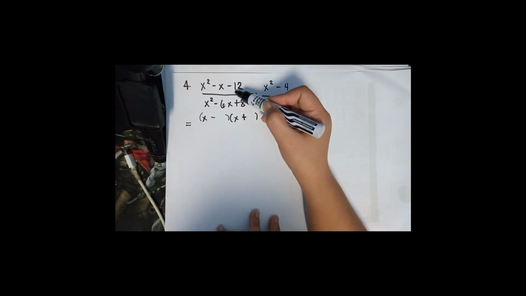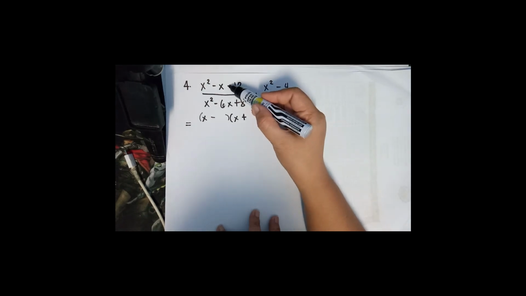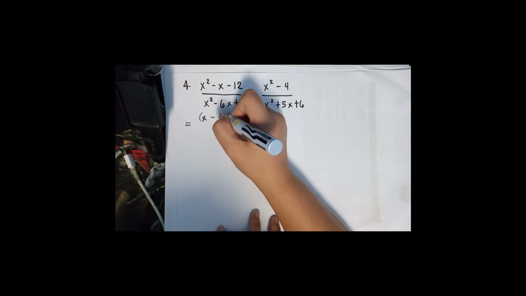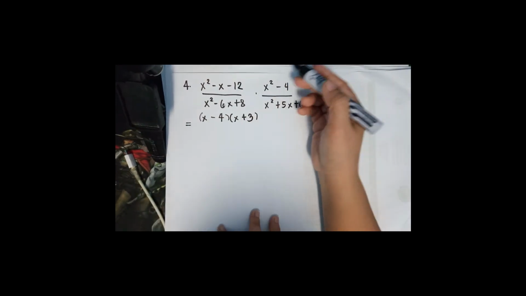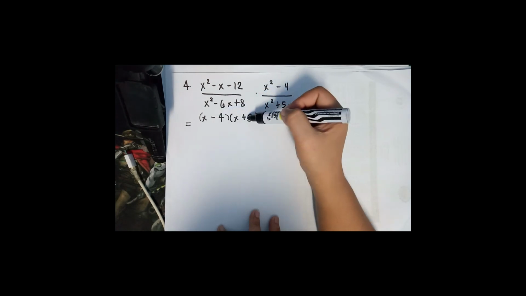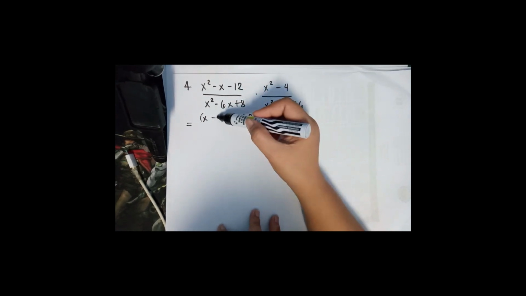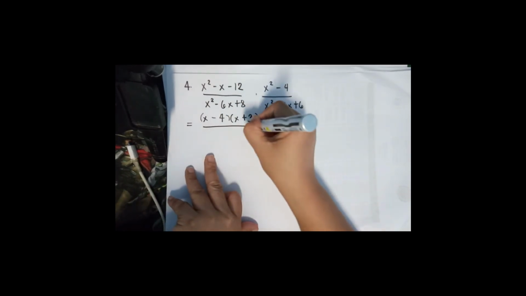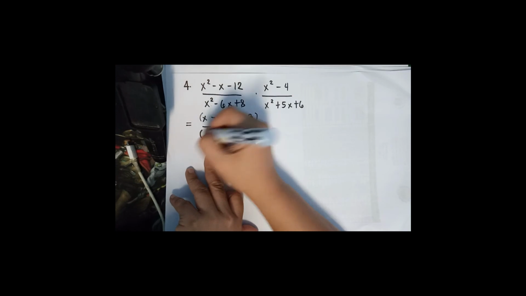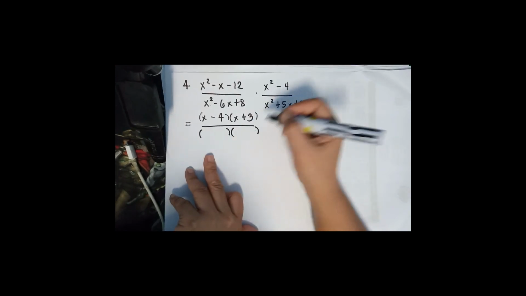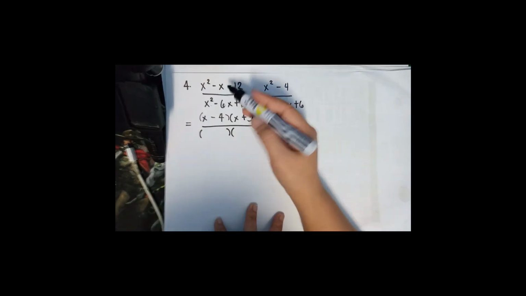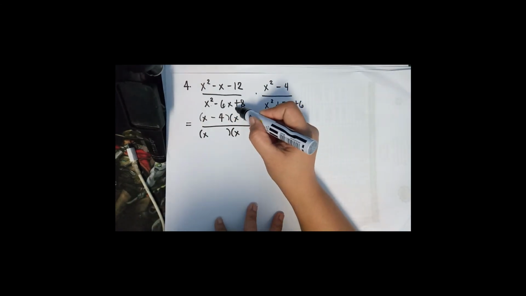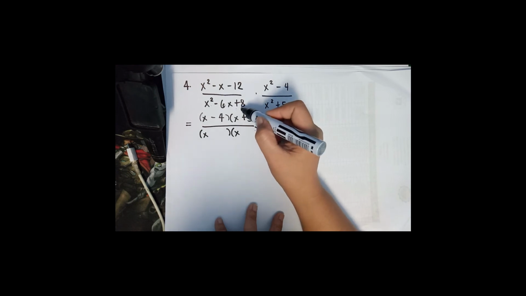Now, what will be the factors of 12 that if you will subtract, the answer is negative 1? That is negative 4 and positive 3. Check. Negative 4 times 3 is negative 12. Negative 4 plus 3 is negative 1. Over. Since this is a trinomial, then again construct two parentheses. Factors of x squared, x and x. And since our last term is positive, then they have the same sign.